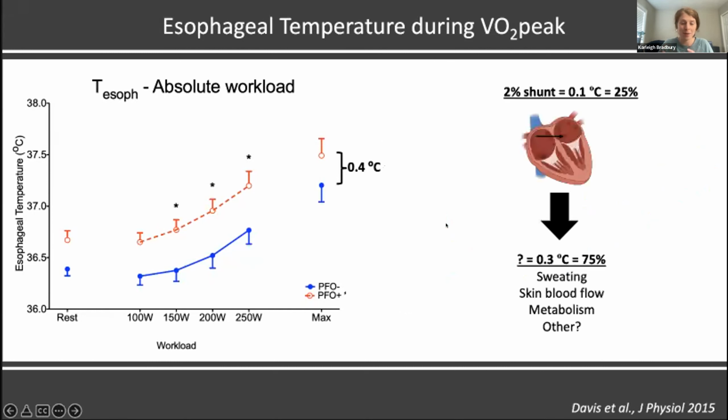So when Jim and Andy were thinking about why we could be seeing these differences in core temperature, Jim was able to calculate that about a 2% shunt, or 2% of the cardiac output going from the right side to the left side through the PFO, could account for about 0.1 degrees Celsius, or 25% of the difference in core temperature between these two groups. But about 0.3 degrees Celsius, or 75% of the difference, can't be explained through the blood being shunted. So it has to be differences in sweating, skin blood flow, maybe metabolism or other factors.